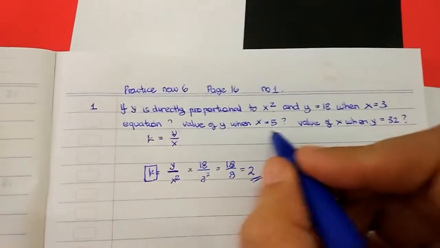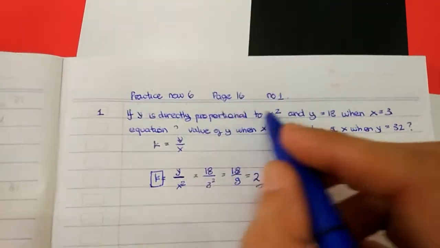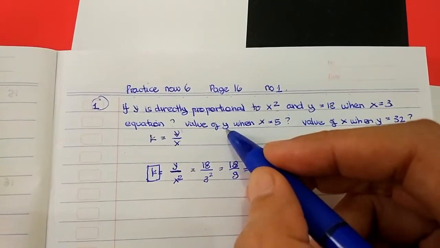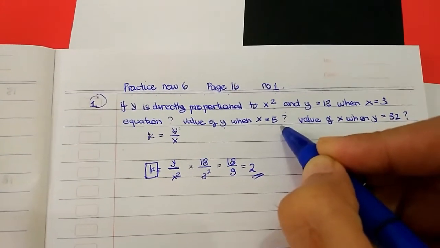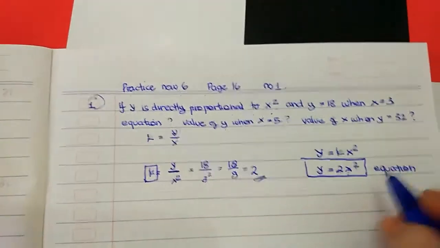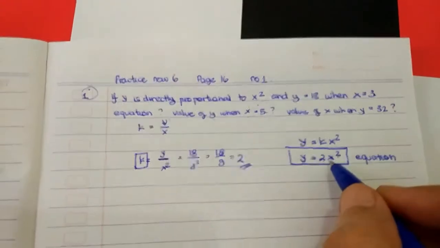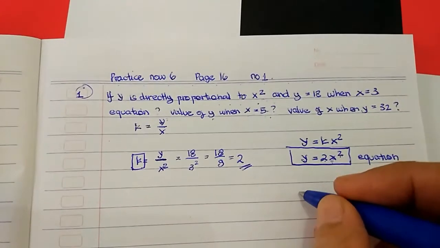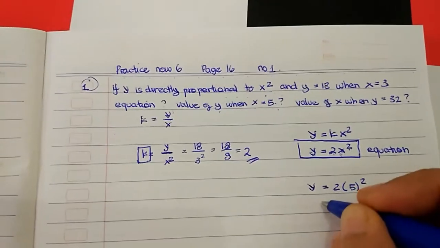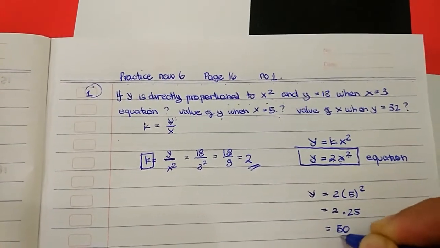Now, the value of y when x is equal to 5. This question comes from this number, right? So you need to find the value of y when x is equal to 5. If y is directly proportional to x squared, it's represented by this equation. So to find y when x is 5, you just replace x by 5. You write y is equal to 2 times 5 squared, and this becomes 2 times 25, so y is 50.